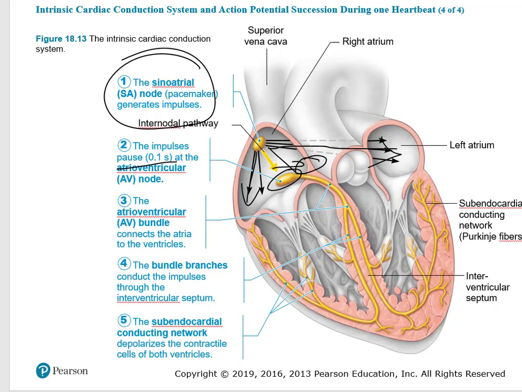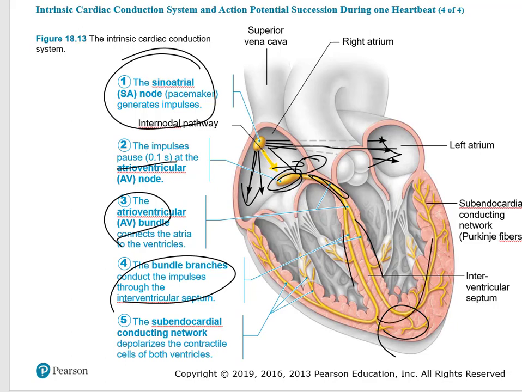So that delay is enough for the atrium to contract and the ventricle to fill up with blood. Let's talk about this right now. The impulse from the SA node goes to the AV node, and then it goes to the bundle found in the higher portion of the interventricular septum called the AV bundle, which then separates into two bundles, the right and left bundle branches, and goes all the way to the apex of the heart and goes back up.